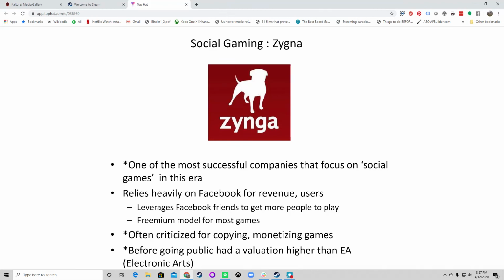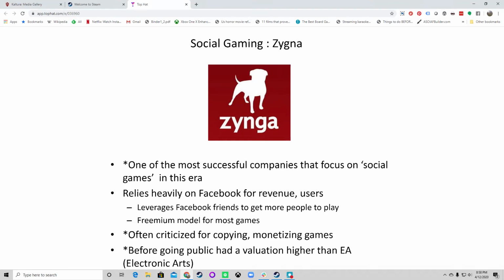Zynga is probably the most notorious and famous company of this era, particularly on Facebook. They're the people behind Farmville and some other games. They leverage the Facebook friends to get more people to play. All their games are essentially freemium. They were heavily criticized at times for basically copying other people's game designs and figuring out a way to monetize them really quickly, and then using the social network to pull in more players.